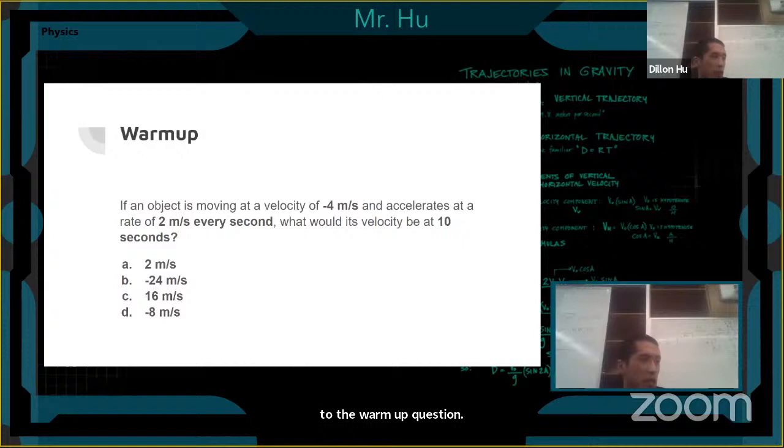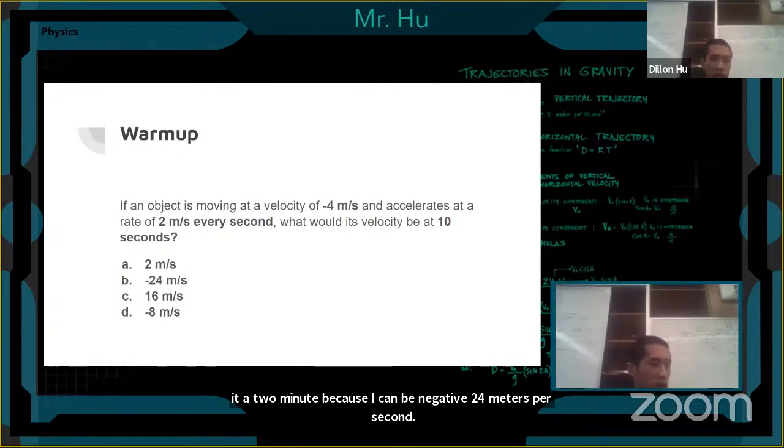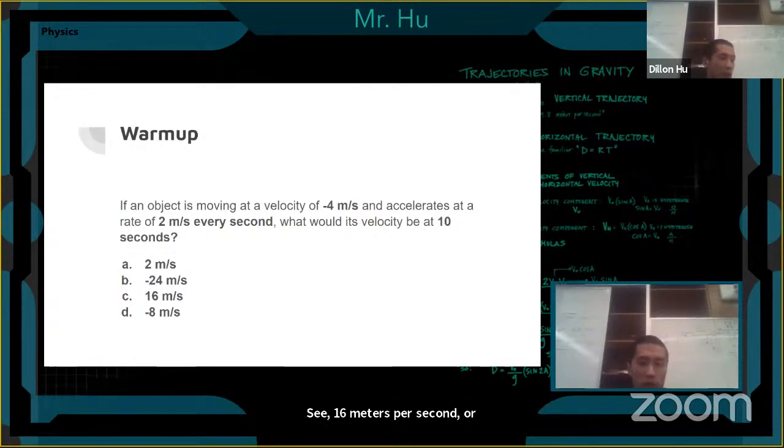So if an object is moving at a velocity of -4 meters per second, and it accelerates at a rate of 2 meters per second every second, what would its velocity be at 10 seconds? Is it A, 2 meters per second, B, -24 meters per second, C, 16 meters per second, or D, -8 meters per second?